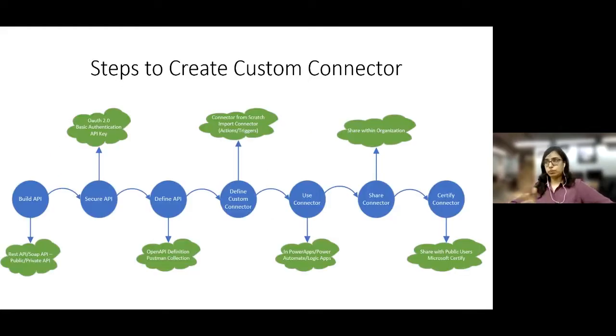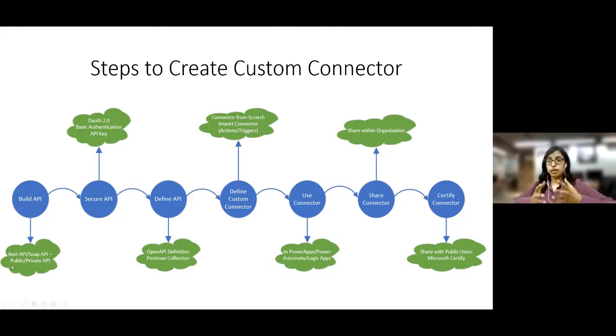So what are the steps to create custom connectors? Here we'll understand what needs to be done in order to create custom connectors. First, you need to identify what API you want to build this custom connector for. If the API does not exist, then first, outside of Power Automate and Power Apps, you need to build the API in your environment: determine what you want your API to do, write that logic in your API, and build the API.